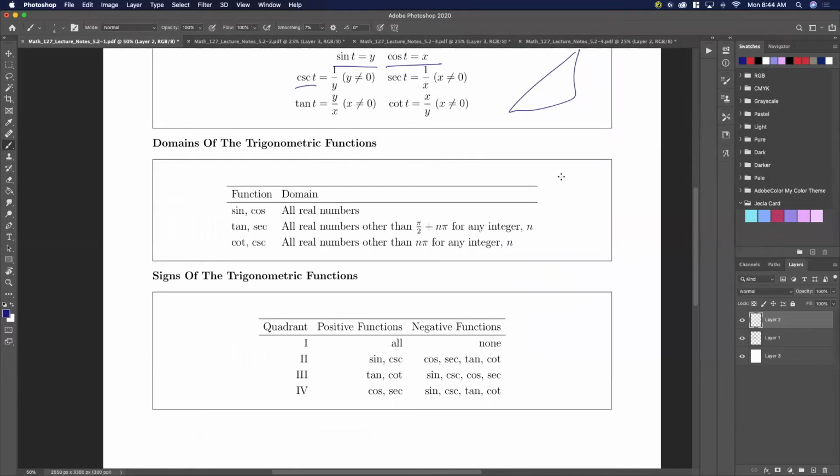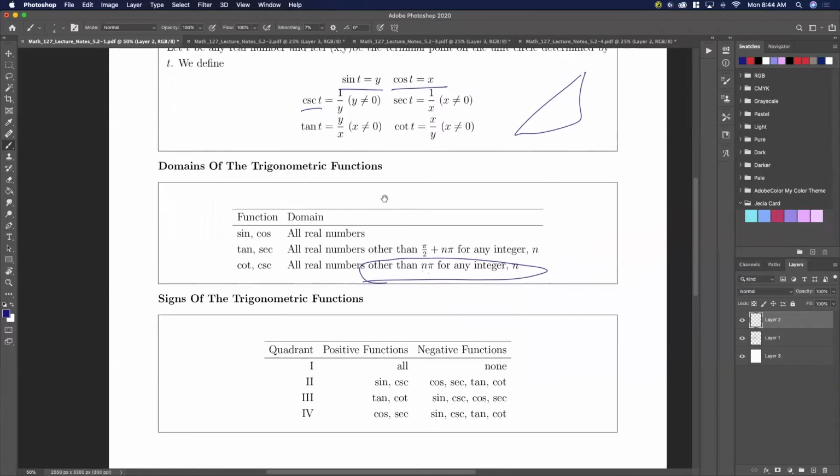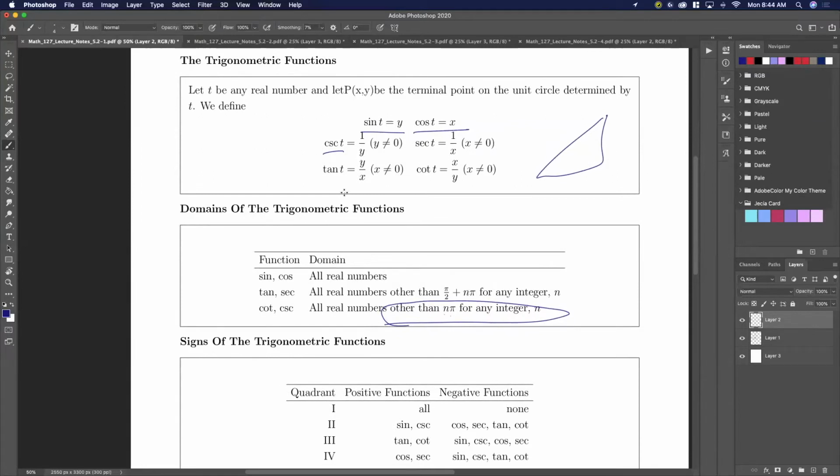All right, so let's talk about domains. The domain of sine and cosine is all real numbers. The domains of tangent and secant are all real numbers other than pi over 2 plus n pi, and cotangent and cosecant are all real numbers except for n pi. Why do I have to throw away these numbers for cosecant and cotangent? Why do I throw away these numbers for these?